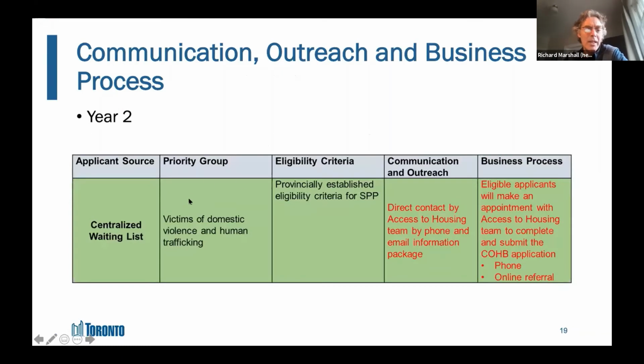Okay, so now we're in year 2. The applicant source, the priority group, and the eligibility criteria are the same, but what we're doing this year is rather than a bulk mail out, eligible applicants are being contacted directly by the Access to Housing team by phone. And also there's an emailed information package. And then eligible applicants will make an appointment with Access to Housing staff, and they'll complete the COB application.